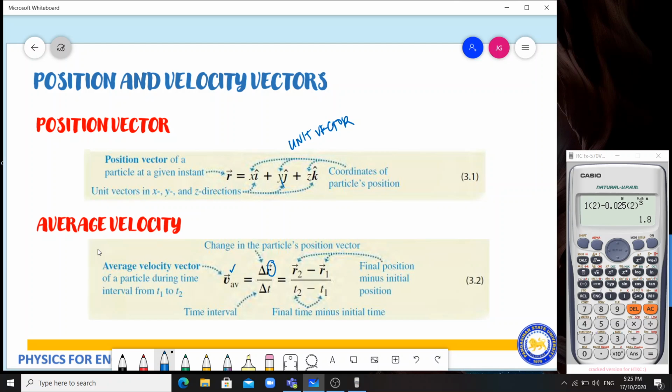So the average velocity is the velocity of a particle during a time interval from t1 to t2. So it is delta r over delta t. If you notice, it is a vector because we are very particular with the position or direction. So this average also dictates what is the direction of the particle's velocity.